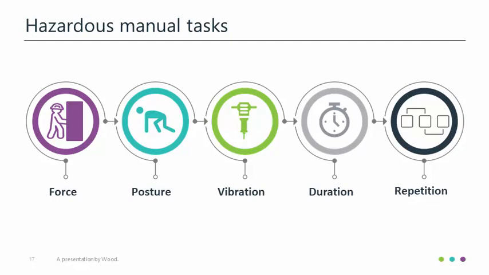Next is duration. The Safe Work Australia Hazardous Manual Tasks Code of Practice helps by defining what this means. The duration of a task is how long the task is carried out over a whole shift or continually at any time during the shift. The longer the task is performed, the more hazardous it is likely to be.